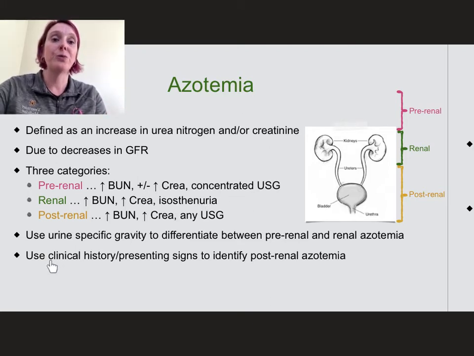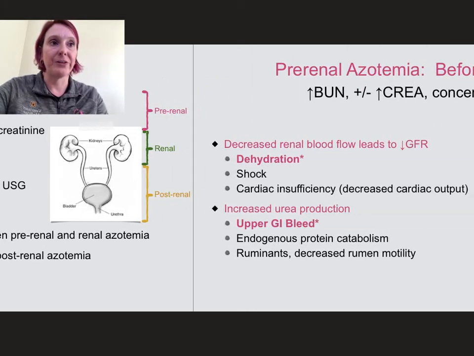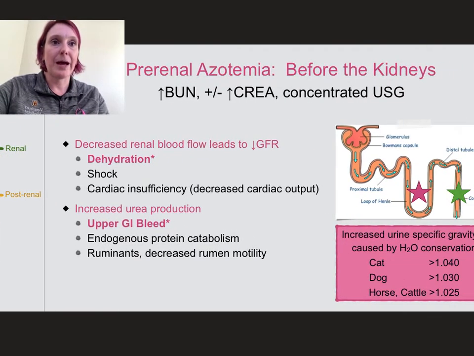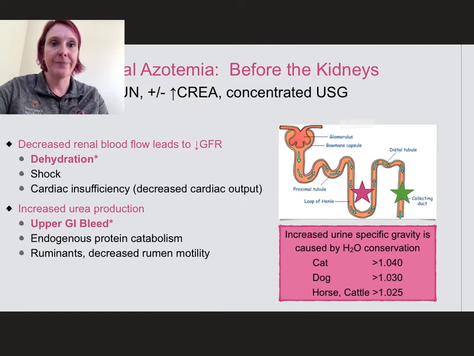In post-renal, we look at clinical history and presenting signs. We'll talk about that in a few minutes as well to identify that pattern. But first up, let's talk about pre-renal azotemia. So things that are happening before the kidneys here.